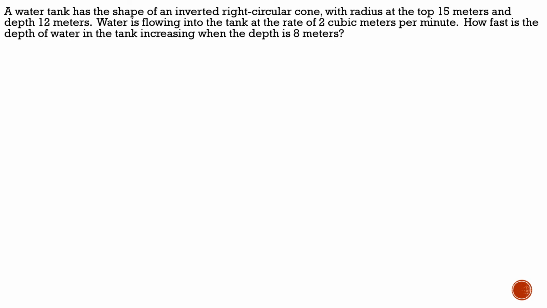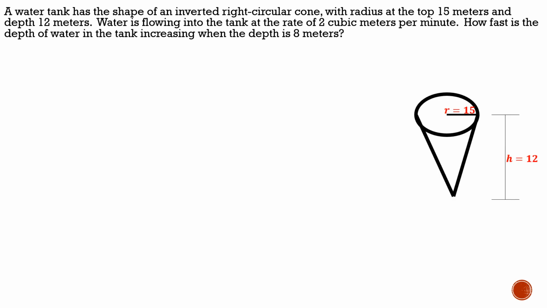A water tank has the shape of an inverted right circular cone with a radius at the top of 15 meters and depth 12 meters. Water is flowing into the tank at a rate of 2 cubic meters per minute. How fast is the depth of the water in the tank increasing when the depth is 8 meters?